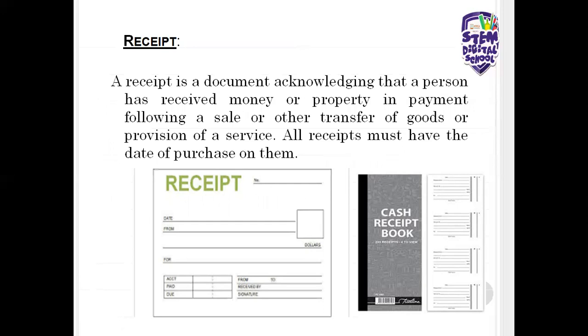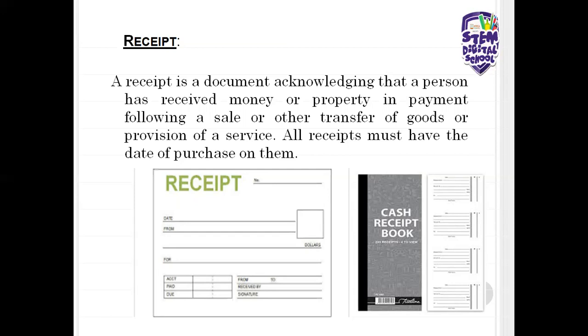So first of all, what is a receipt? A receipt is a document acknowledging that a person has received money or property in payment following a sale or other transfer of goods or provision of a service. All receipts must have the date of purchase on them.